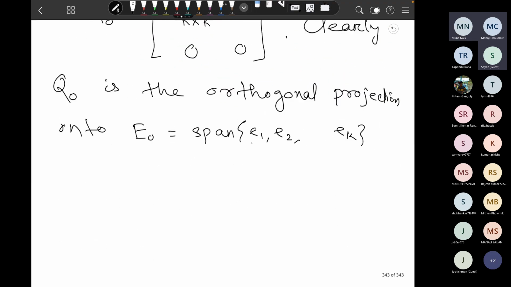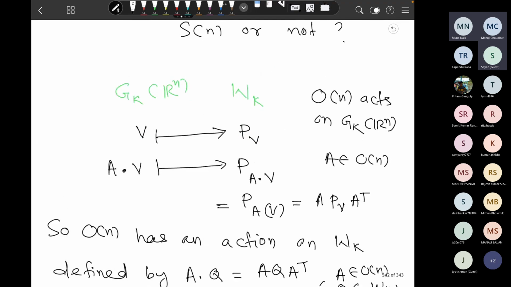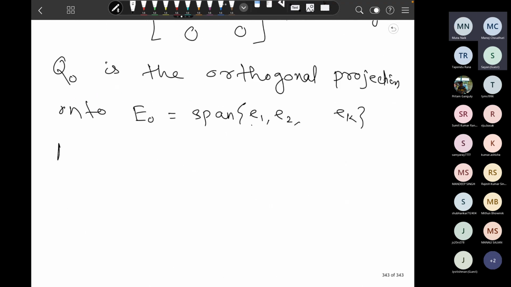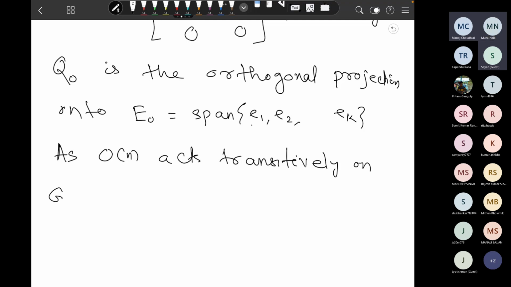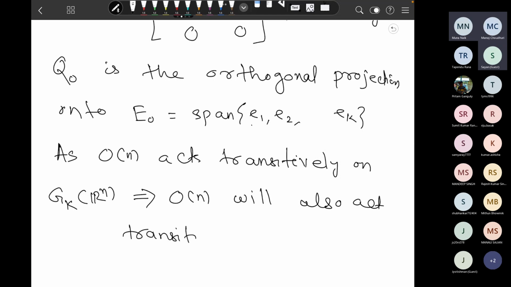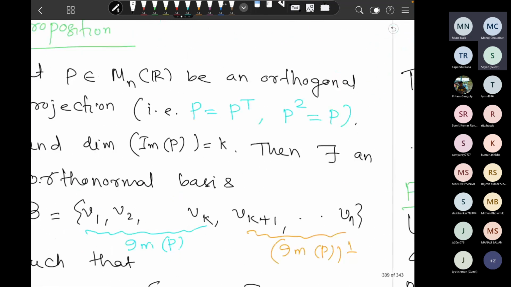Since this is the same action, I am seeing it in a different way. As we have seen, O_N acts transitively on G_k(R^n), so this implies O_N will also act transitively on W_k. It is clear from this, but transitiveness is also clear from the proposition which I stated in the beginning.